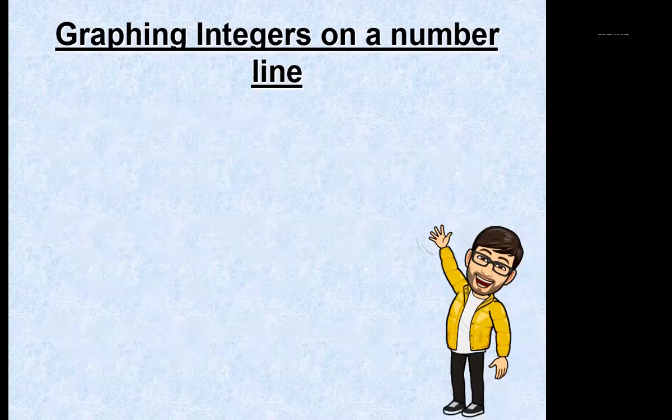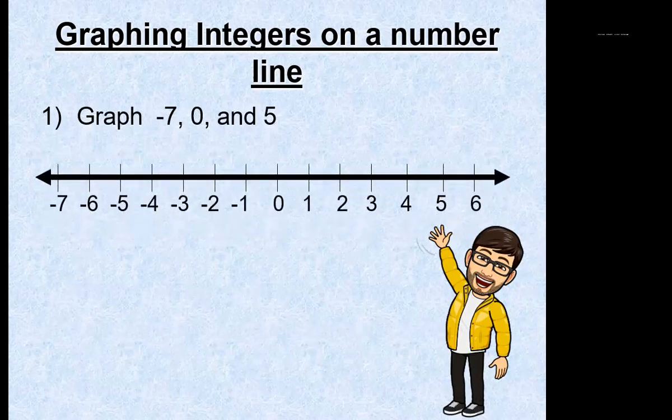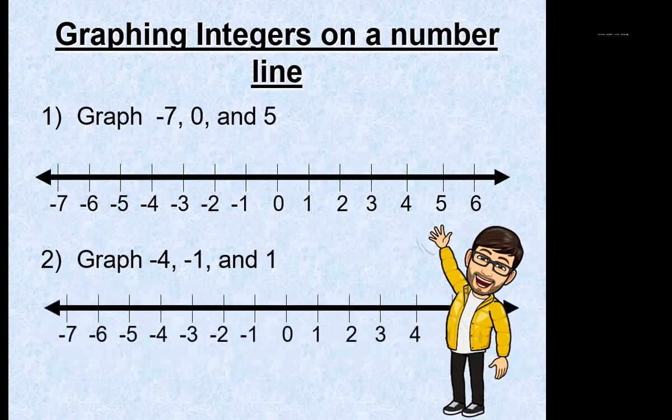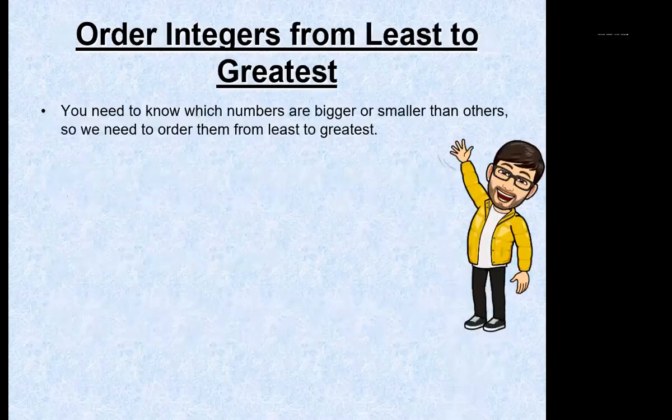Madali. Okay, let's have more example. Graph negative 7, 0, and 5. So, you have a number line. Ayan. Okay, graph negative 4, negative 1, and 1. So, we have also the number line. So, just locate where's the number and then put a dot. Ayan, negative 7, 0, 5. For number 2, negative 4, negative 1, and 1. Okay, so that's it. So, di ba, madali lang?